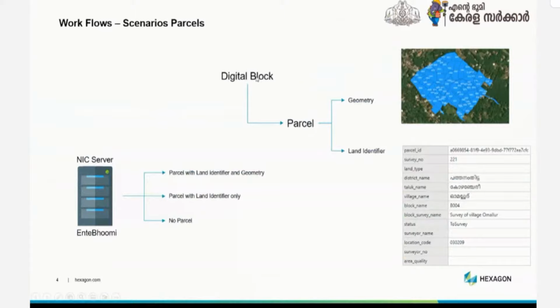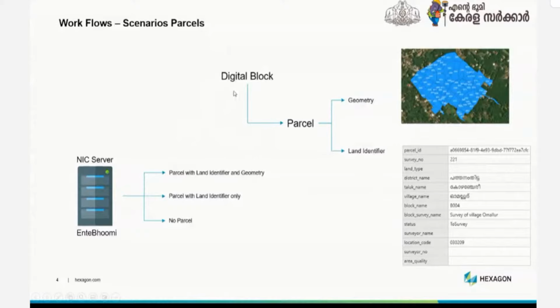So there is a digital block. Every digital block will have parcels. Parcels will have geometry and a land identifier ideally. The land identifier will have some basic information that is required for doing the survey, because every geometry that is corrected from the ground should be associated with some basic IDs and information like survey number and all those things. That is what comes under land identifier.